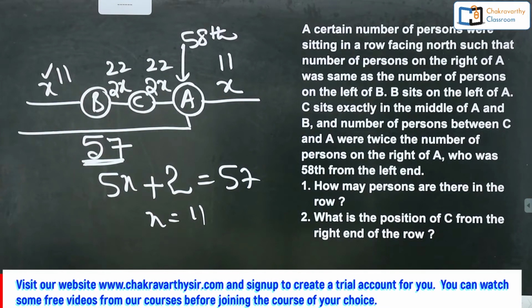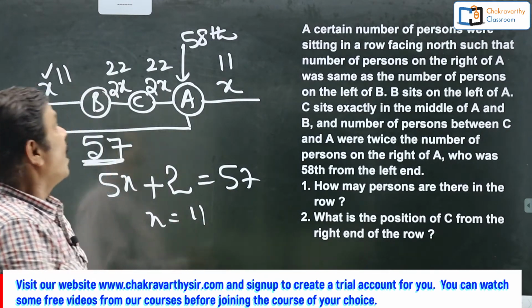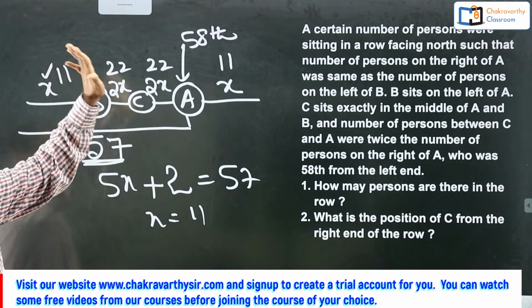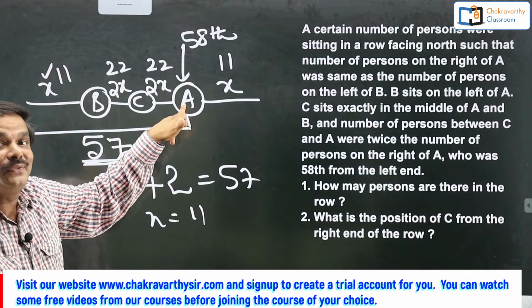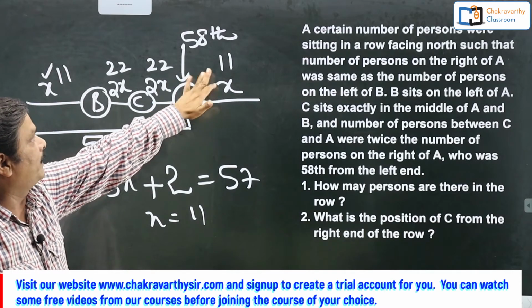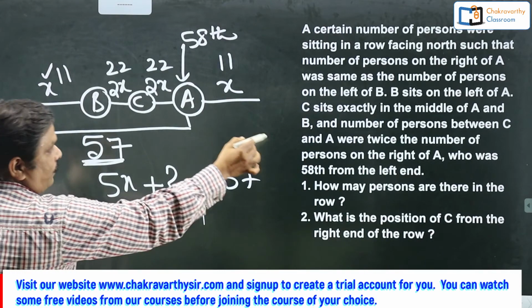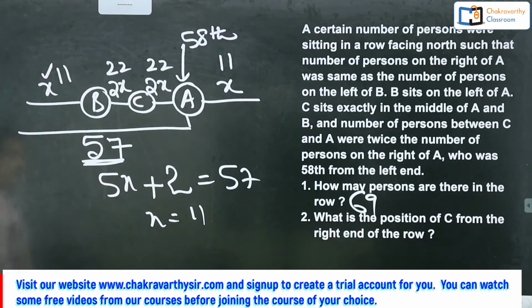That's it. Now the question here they have given: how many persons are there in the row? Don't count from here, 11 plus 22 plus 22. Don't go for that one, because A is already on the 58th position. So 58 persons plus 11. Here 58 plus 11 is 69. So for the first question my answer is 69. Over. Now go for the next one here.